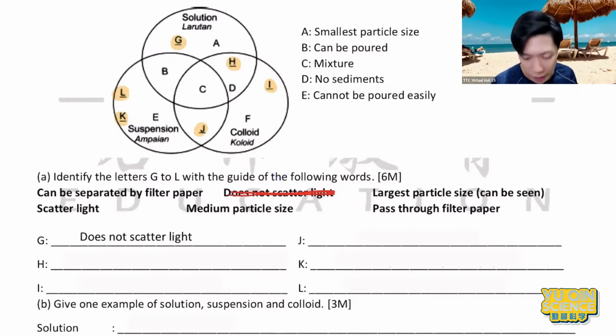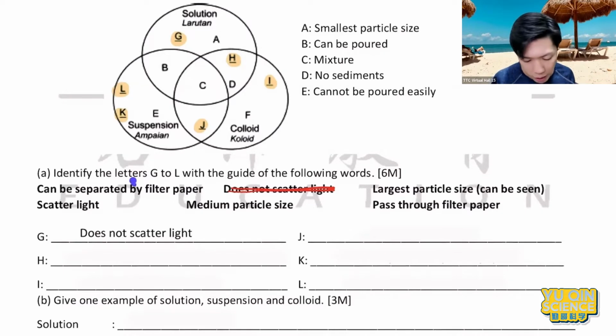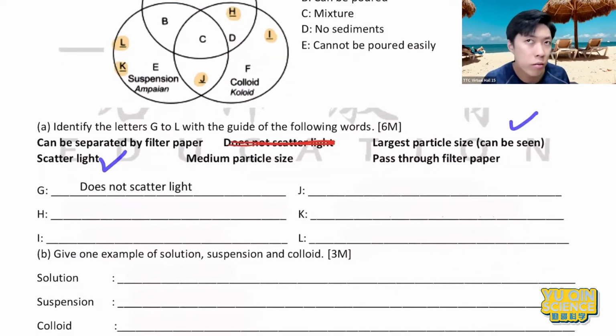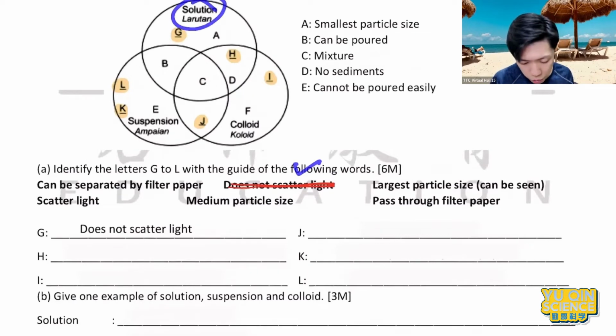Okay, next one. H is between solution and colloid. The similarity between solution and colloid. This one is out. Large particle, I don't think so. That's for suspension, the sand and the muddy water. Scattered light, no, just now already said not scattered for solution. Medium size, no, medium size is colloid because solution is very small. Pass through filter paper. Can salt water pass through filter paper? Yes. Can milk pass through filter paper? Yes, correct. Boom, pass through filter paper.